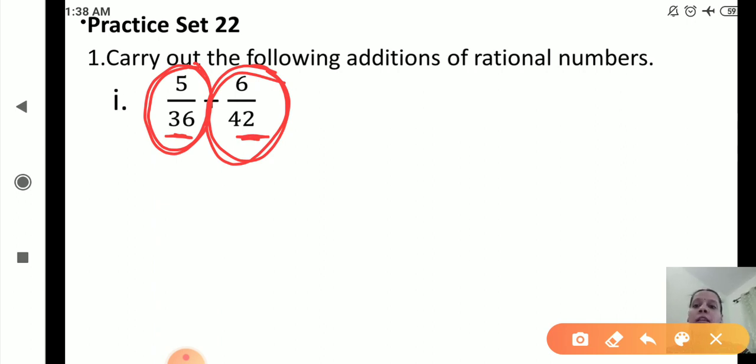But in this sum, the denominators which are given are big numbers. So better you do not do cross multiplication, you do the LCM method. If you want to do cross multiplication, you will still get the correct answer. But as the numbers are bigger, 36 and 42, I am doing this sum with the LCM method. Okay, now let's start.